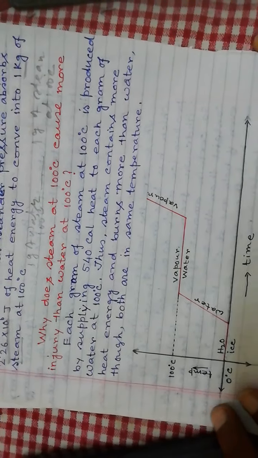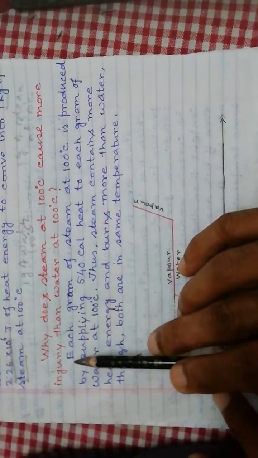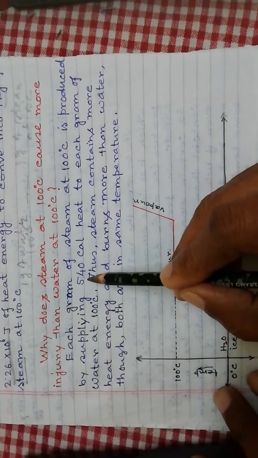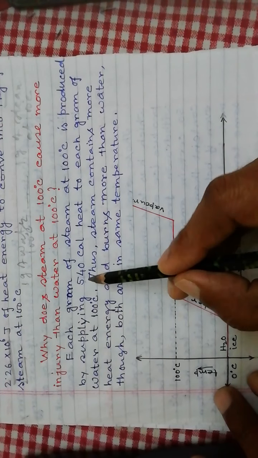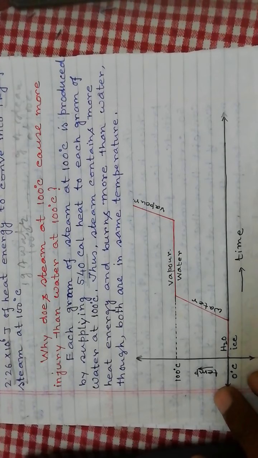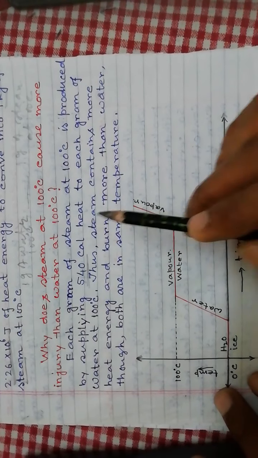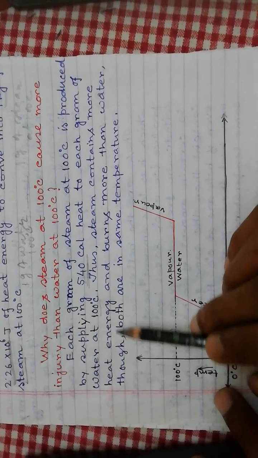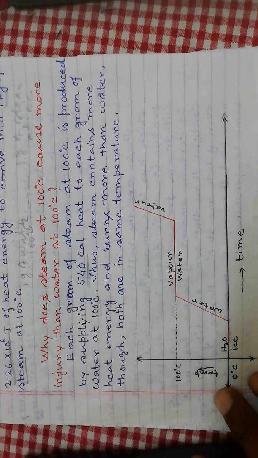Now the same type of question, like ice and water, it is steam and water. Why does steam at 100 degree centigrade cause more injury than water at 100 degree centigrade? When water is converted into steam, it absorbs latent heat. In CGS, every gram of water absorbs 540 calorie heat to convert into steam. That means steam contains 540 calorie more heat than water at 100 degree centigrade. As steam contains more heat energy, it burns more than water.